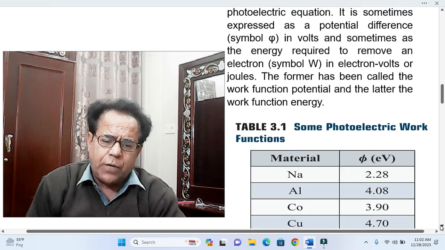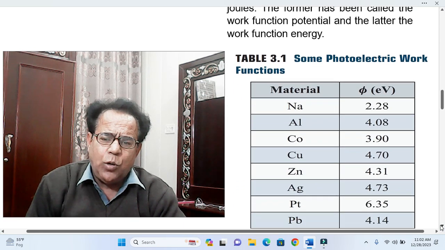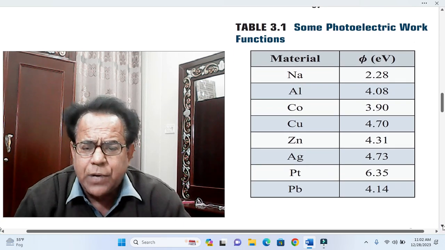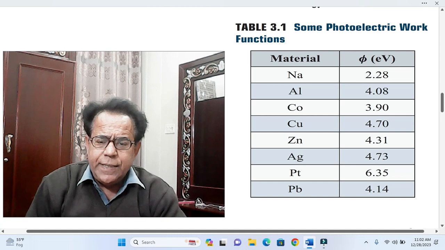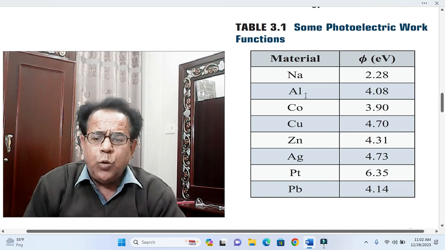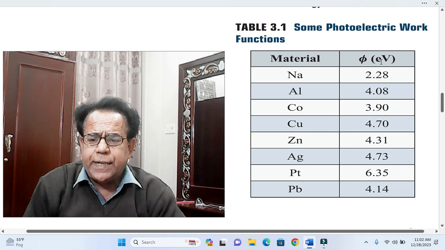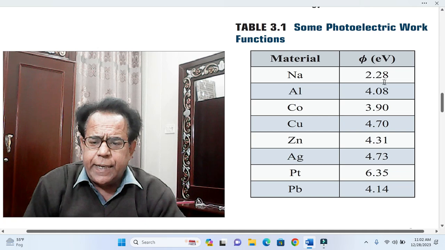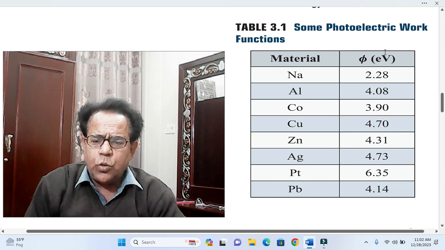We move forward. Next, there is a table of work functions, some photoelectric work functions. Here, dear students, aluminum comes at the second number: aluminum 4.08 electron volt. The work function of aluminum is given as 4.08 electron volt.